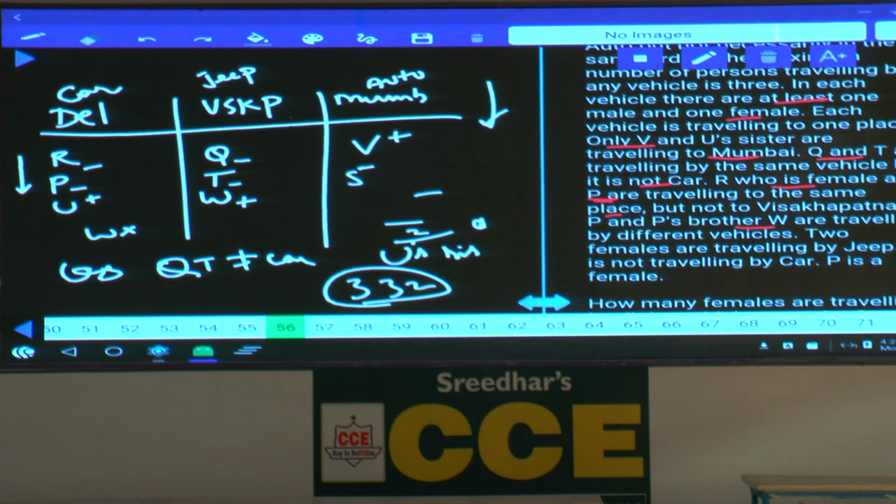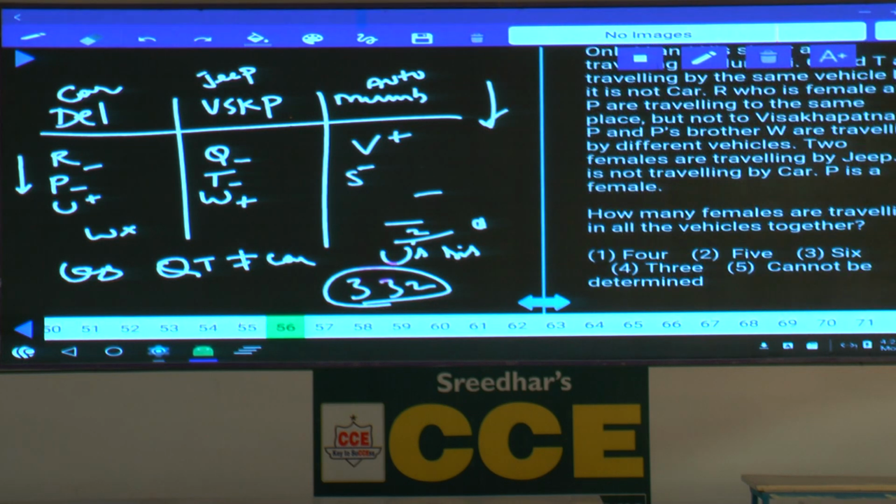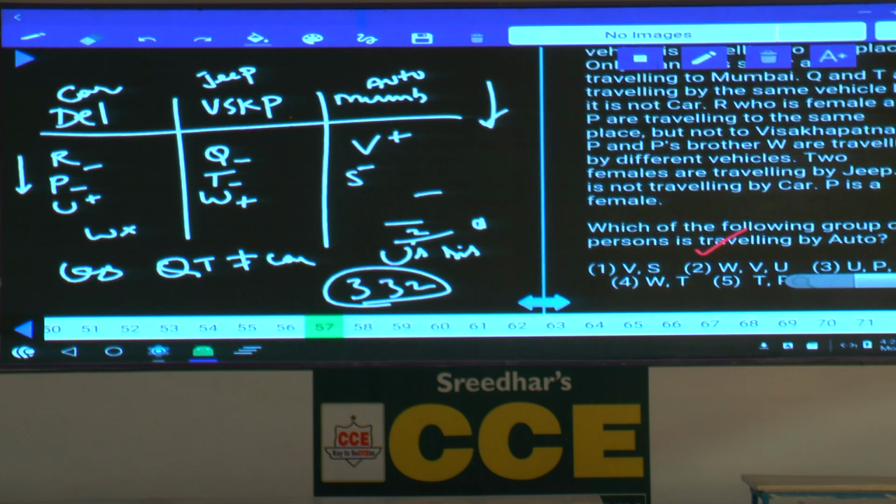Clear now? Three persons are travelling to Delhi by car, three are travelling to Visakhapatnam by jeep, and two are travelling to Mumbai by auto. Then 56. How many females are travelling in all the three vehicles together? Tell me how many females are there in total? 1, 2, 3, 4, 5. In total we have 5 females. Choice 2 is the answer, 56.